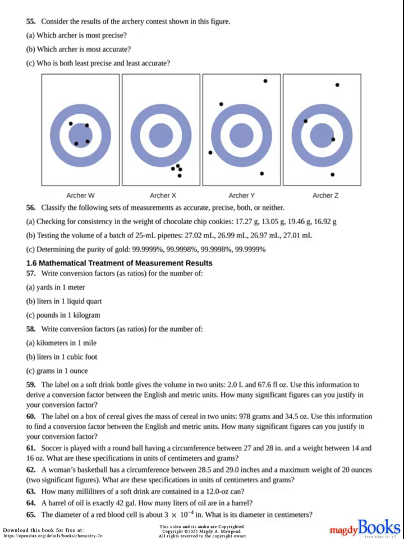58. Write conversion factors, as ratios, for the number of A. Kilometers in 1 mile. B. Liters in 1 cubic foot. C. Grams in 1 ounce.